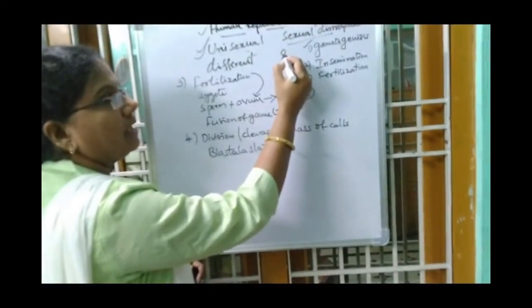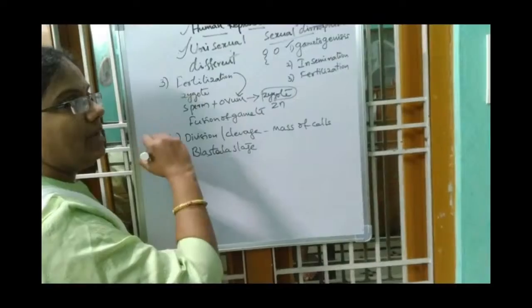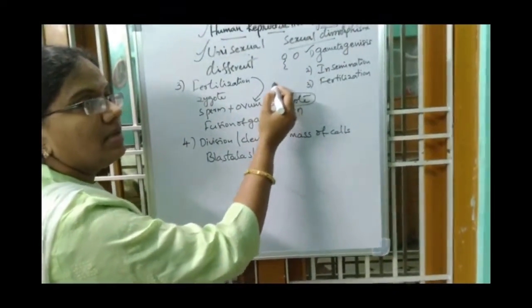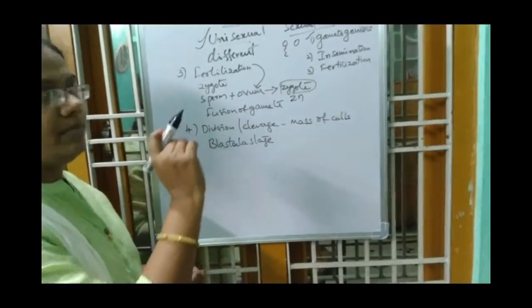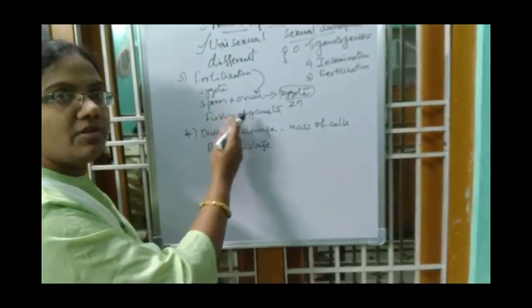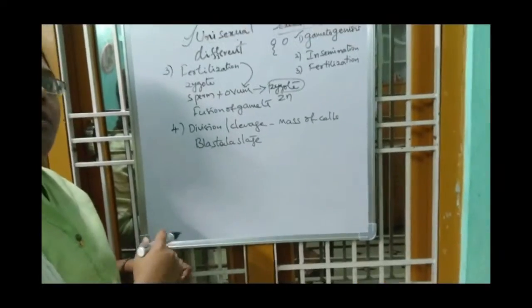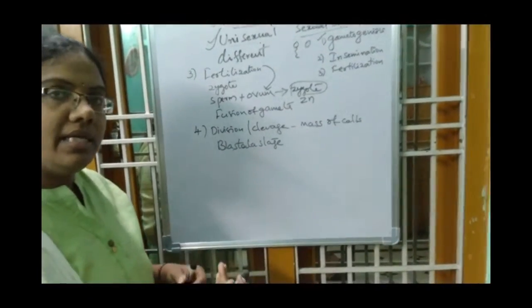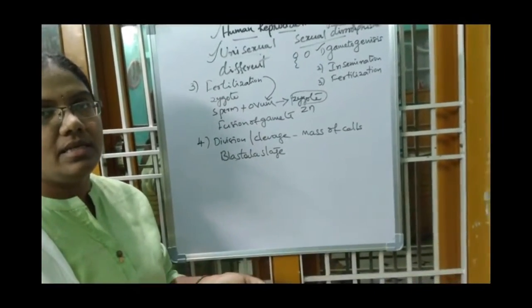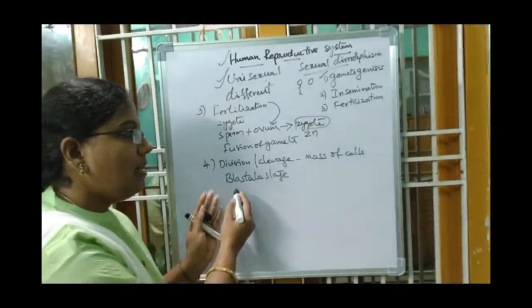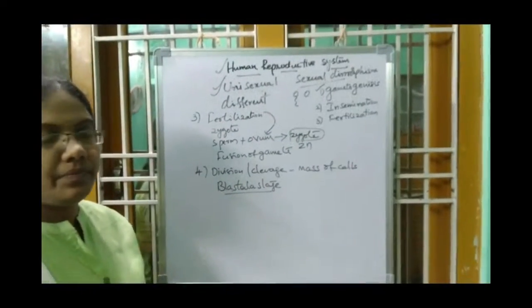Gametogenesis means production of male and female gametes. Insemination means movement of the sperms to the female reproductive tract. Fertilization means fusion of male and female gametes. After formation of the zygote, the zygote divides many times to produce a mass of cells. The stage is called the blastula stage.